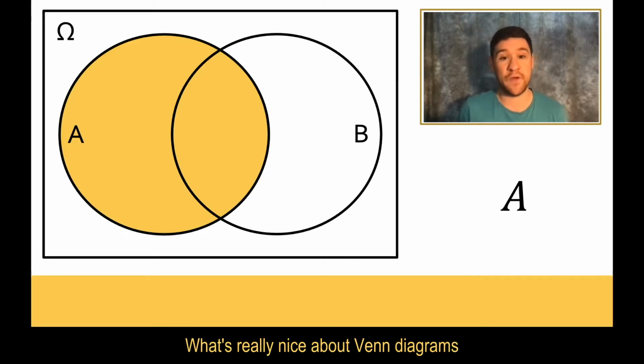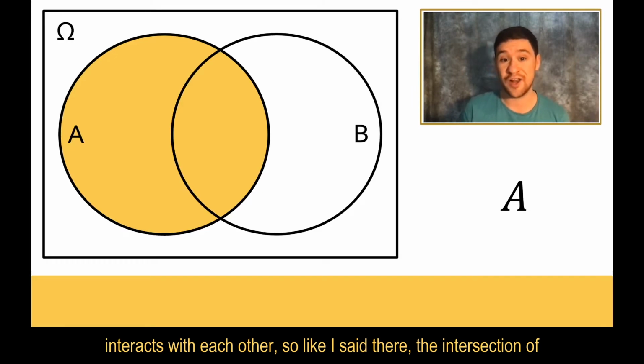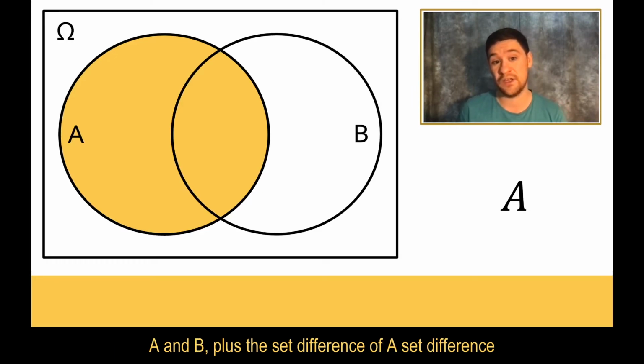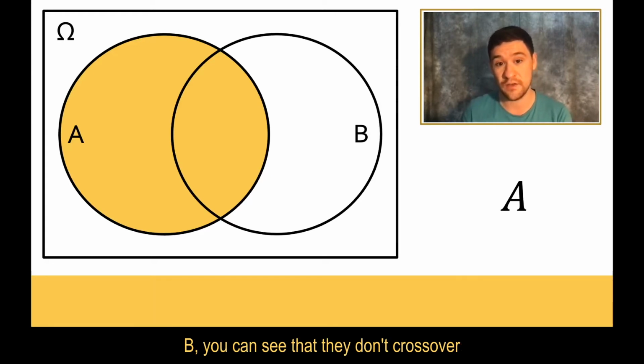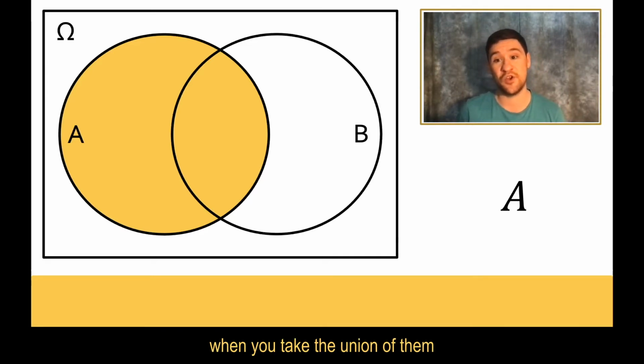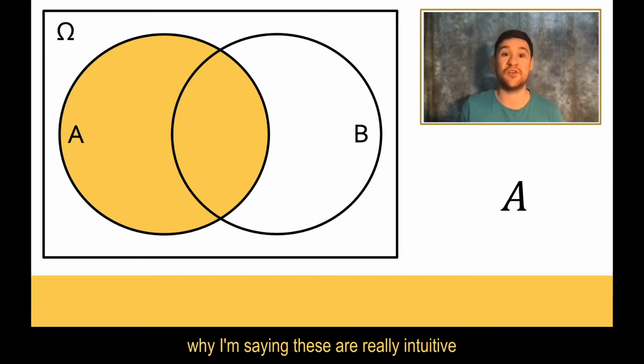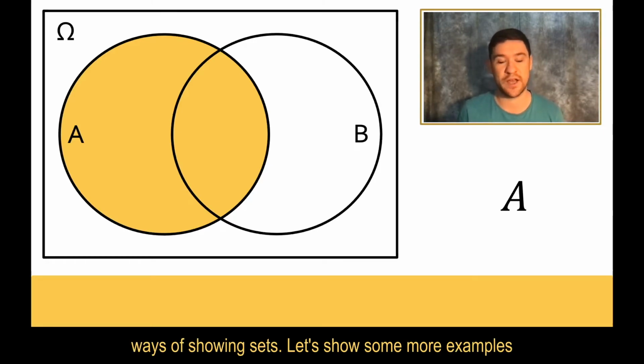What's really nice about Venn diagrams is that you can see how everything interacts with each other. Like I said, the intersection of A and B plus the set difference A minus B: you can see that they don't cross over, so they must be mutually exclusive, and when you take the union of them, you get A. That's why I'm saying these are really intuitive ways of showing sets.